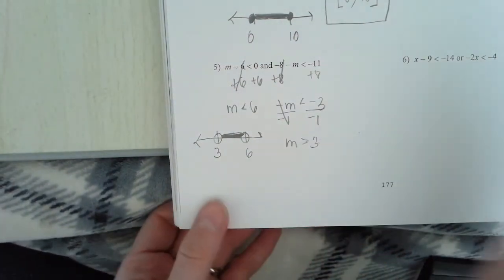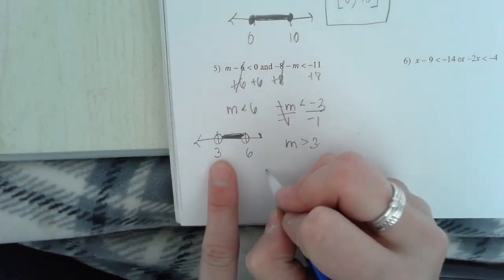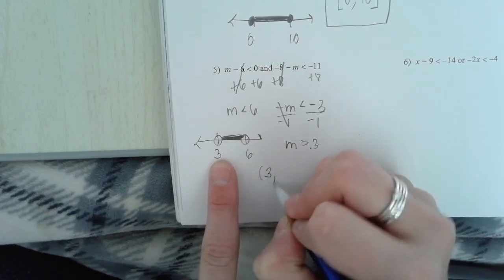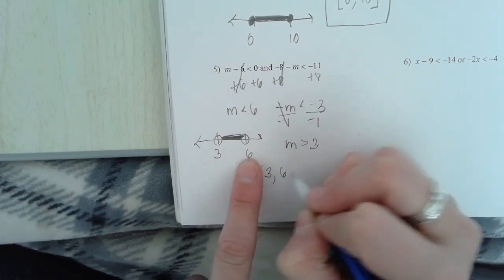Okay, and we write our interval notation. The first important number that we have is 3. It's not filled in, so parentheses. The next important number is 6. It's not filled in, so parentheses.